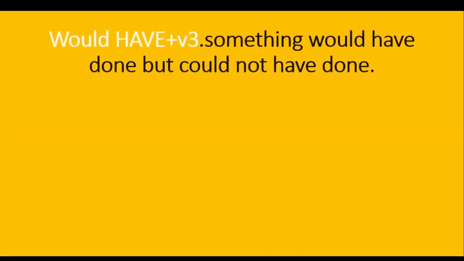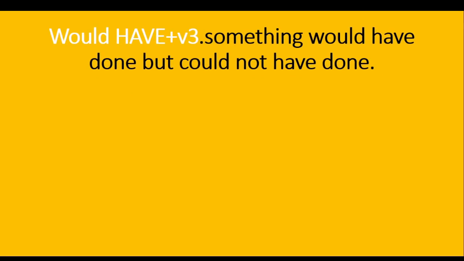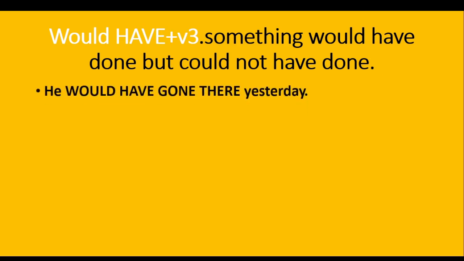So now you can see the second use of "would have" plus verb third form, and here you can see the definition: something would have been done but could not be done. It means in the past you had an opportunity to do something, but unfortunately you could not do it. So here you can show your regret for those actions that you could not complete. And I'm going to show you a few examples for more clarity, like "He would have gone there yesterday."